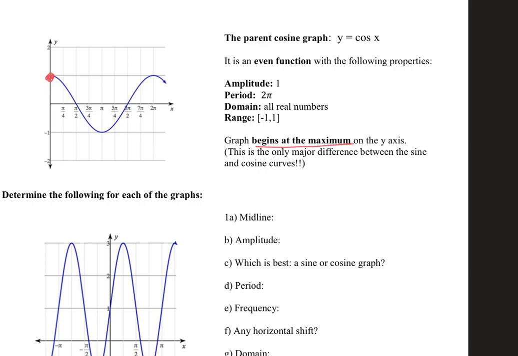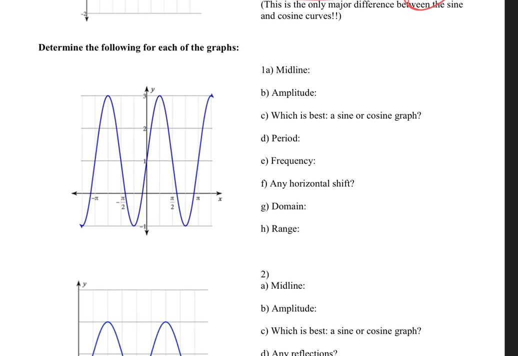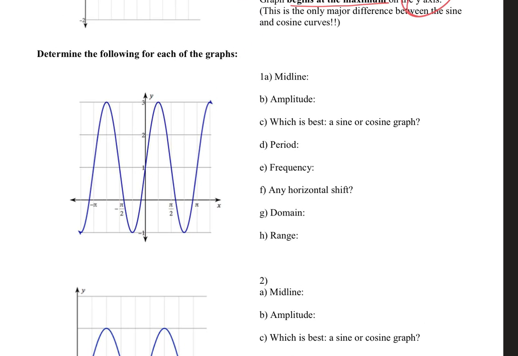It begins at the maximum. So remember, it's on the y-axis that we're talking about, and if it hits at the highest possible value of that graph, it's cosine, right? All the other stuff is the same. Amplitude, period, all that stuff. So what we're going to be doing is looking at different graphs and trying to find these pieces of information.